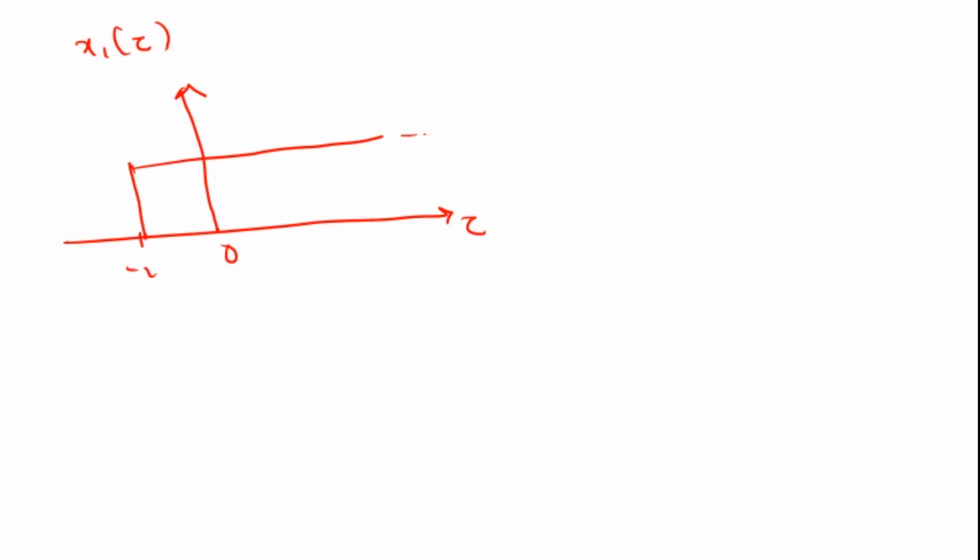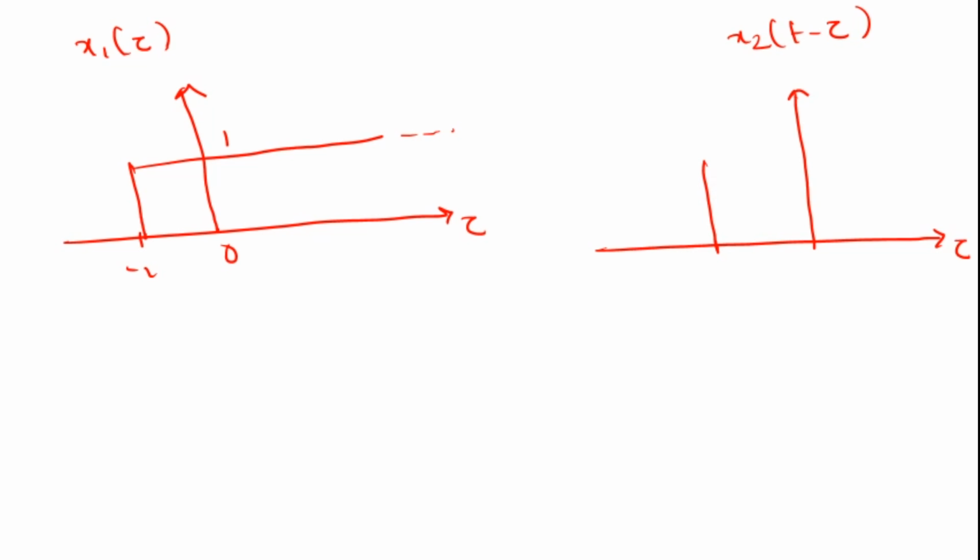Then we have to draw x1 of tau, that is, this is x1 of tau. The signal will be like this with amplitude 1, and x2 of t minus tau. Then that is mirror image of x2 of tau. Then the signal will be at minus 2. Amplitude will be 1, 0.